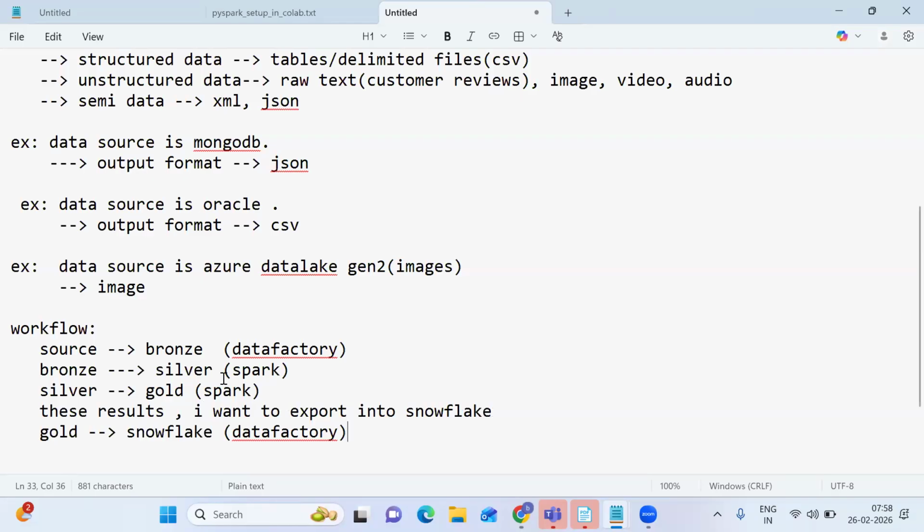Suppose the client wants the data to stay in gold only. He doesn't want it in other external systems. Then there is no need to use Data Factory here. But if he wants to export this data to some external systems outside of Microsoft, then again we use Data Factory. Understand where Data Factory is involved and where Spark is involved? Do you have clarity?